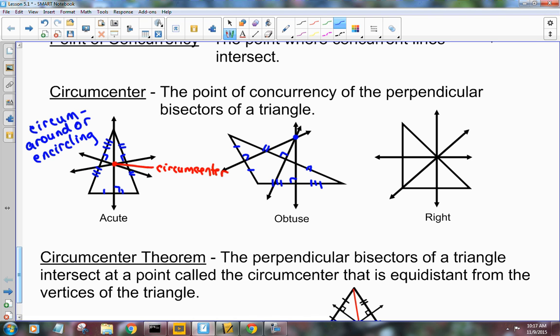If you did it on a right triangle, okay, a right triangle, they're going to intersect on the actual triangle itself, and that's called the circumcenter. And that point is created by the perpendicular bisectors.